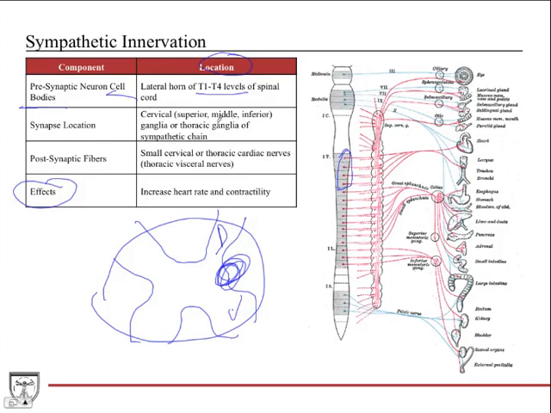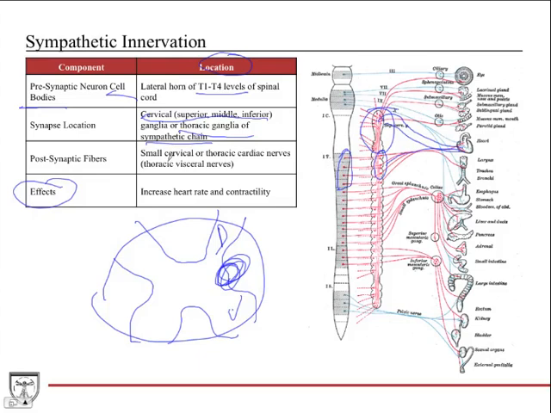Then the synapse location, like I was talking about on the last slide, is actually in the cervical ganglion, superior, middle, and inferior. So these portions up here are the thoracic ganglia of the sympathetic chain. Some fibers go up here and synapse in the cervical ganglion, and then those nerves come back down and innervate the heart, and that's where the embryological origin of the heart comes into play, where it starts in the neck and descends down. There are also fibers, as you can see here, that synapse in the thoracic sympathetic chain, and then go on to innervate the heart.